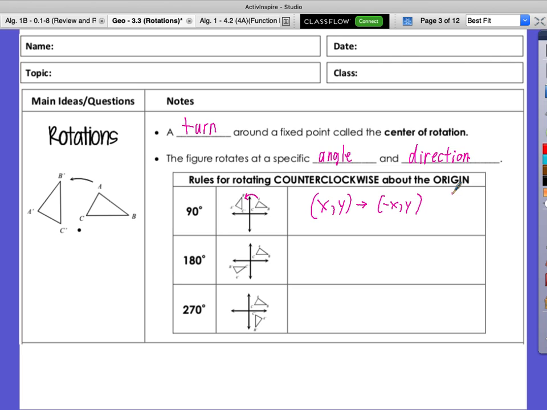So 90 degrees will just be a quarter turn. Now let's think about it this way. What would a full turn be if we were to go back to the starting point? 360 is a full turn, full circle. If I'm turning around 360 from here, I'm going 90 plus 90 plus 90 plus 90, back at my spot. So 90 degrees is a quarter turn. Then we have 180 degrees. Now we're going this direction. So we have x comma y yields negative x comma negative y.